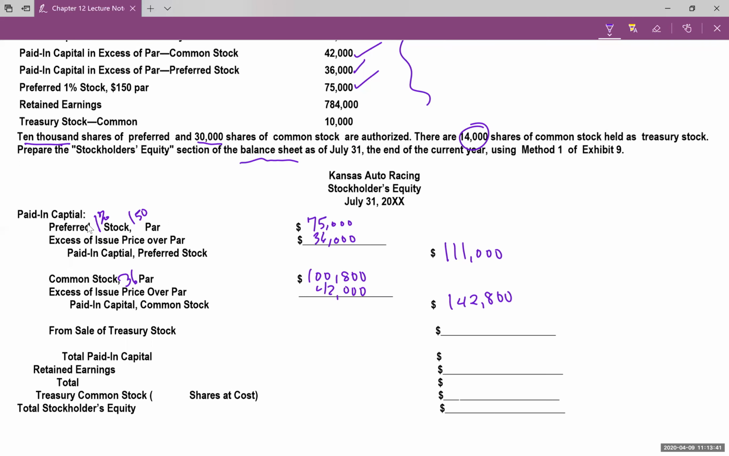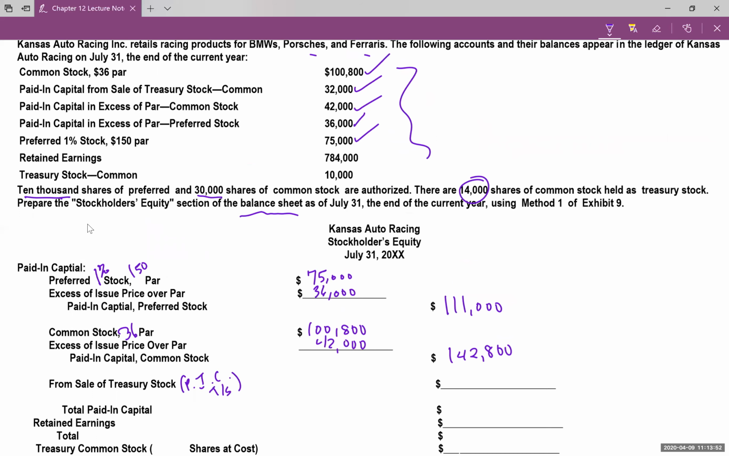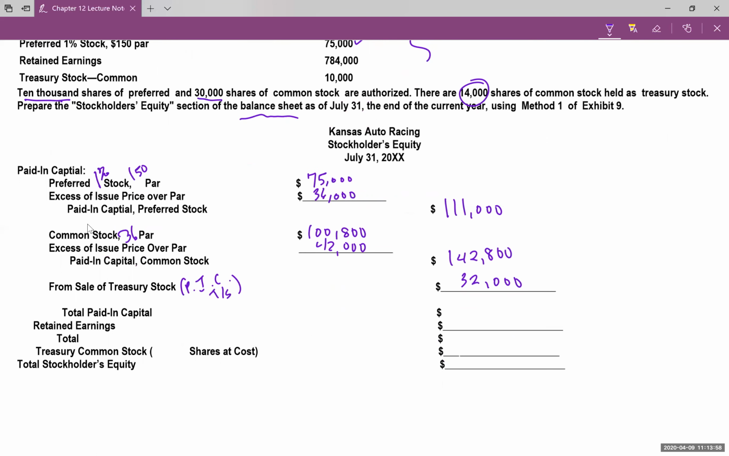Then from the sale of treasury stock, this is your paid in capital treasury stock number, and that number happens to be 32,000. So that's incoming money. If you think about it, the 111,000, they sold that stock, they got the money. The common stock, they sold that stock, they got the money. The treasury stock, when they actually sold it and bought it back, they got that money. So the total paid in capital amount is 285,800. If you add these three up, that's how I got 285,800.